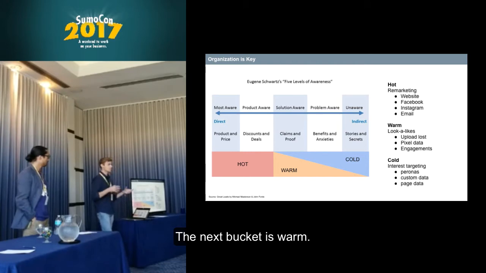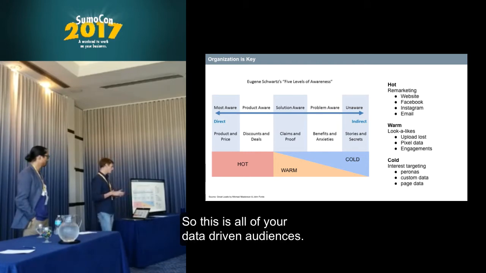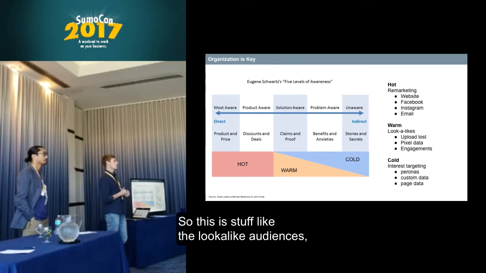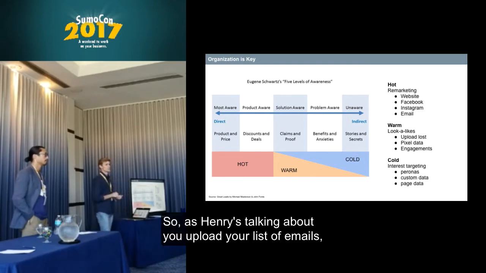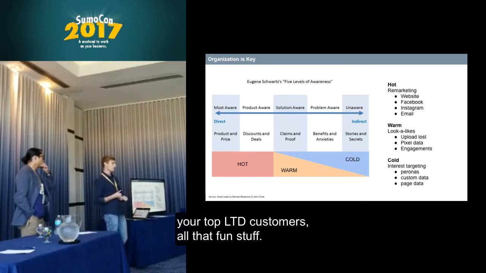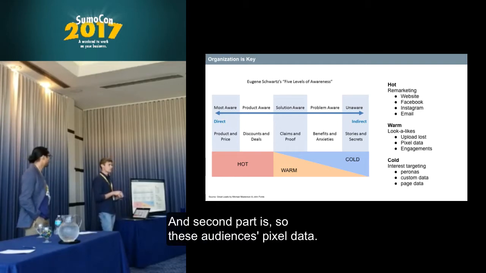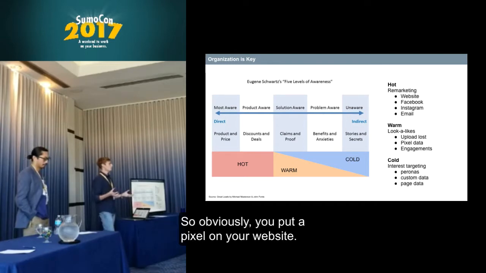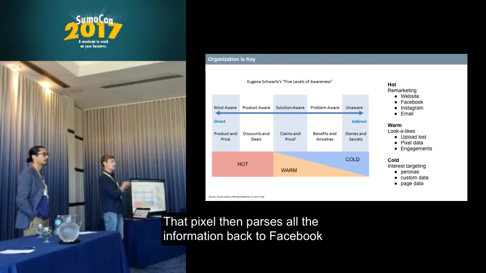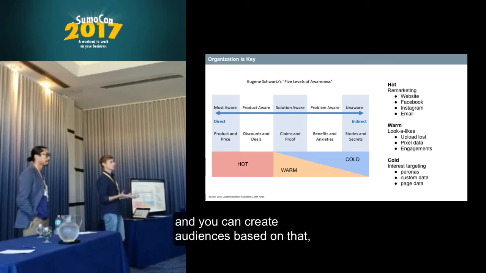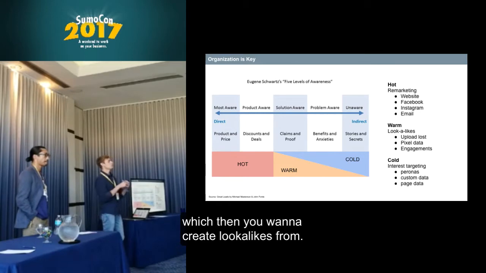The next bucket is warm. This is all of your data-driven audiences, stuff like the lookalike audiences when you upload a list. As Henry was talking about, you upload your list of emails, your top LTV customers, all that fun stuff. The second part is pixel data. You put a pixel on your website, that pixel passes all the information back to Facebook, and you can create audiences based on that, which you then want to create lookalikes from.